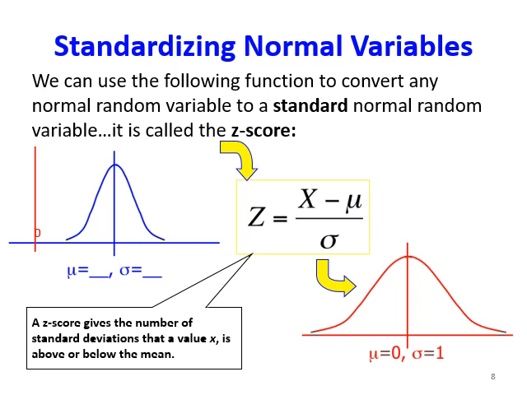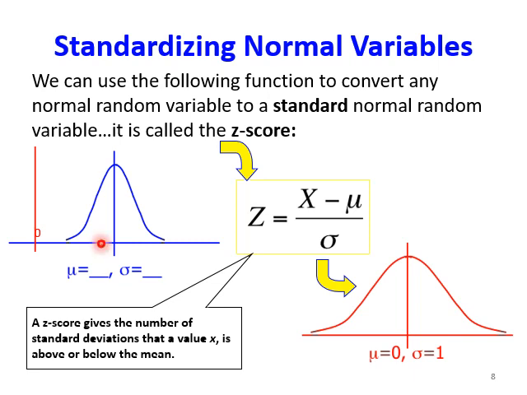Looking at this z-score, we can say that it gives the number of standard deviations, the number of sigmas, that the value x falls above or below the mean. So how far is x from mu? Let's say if x is here, how far is x from mu in terms of sigma? This is the meaning of the z-score.